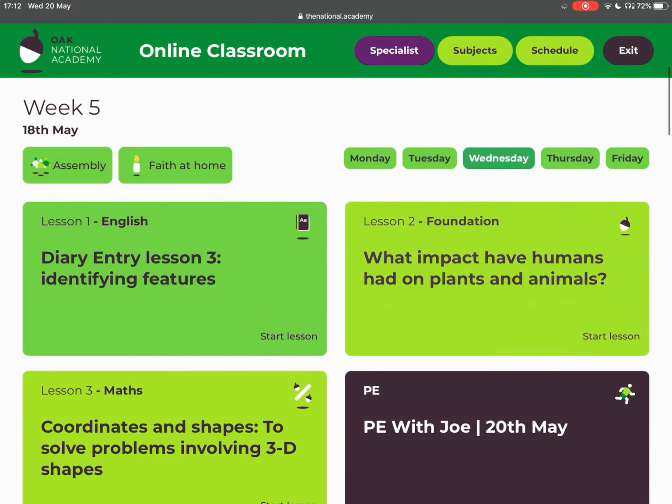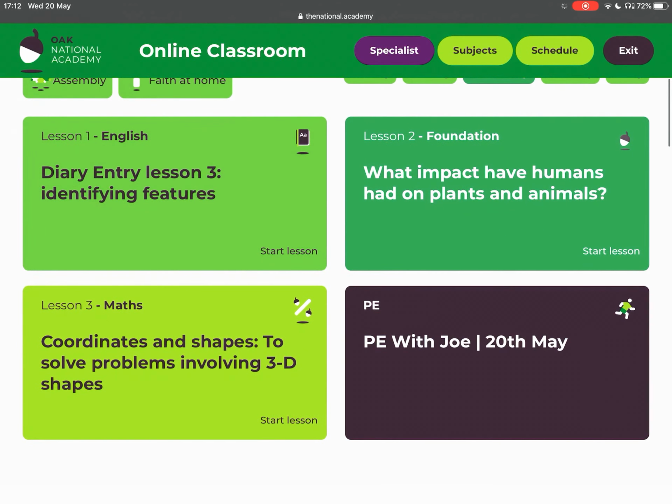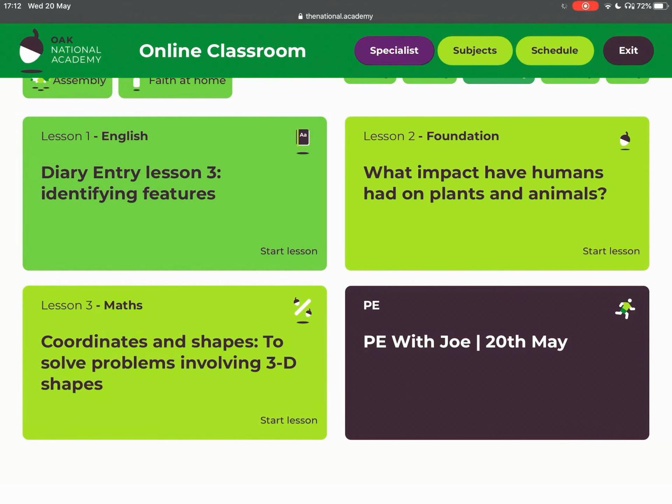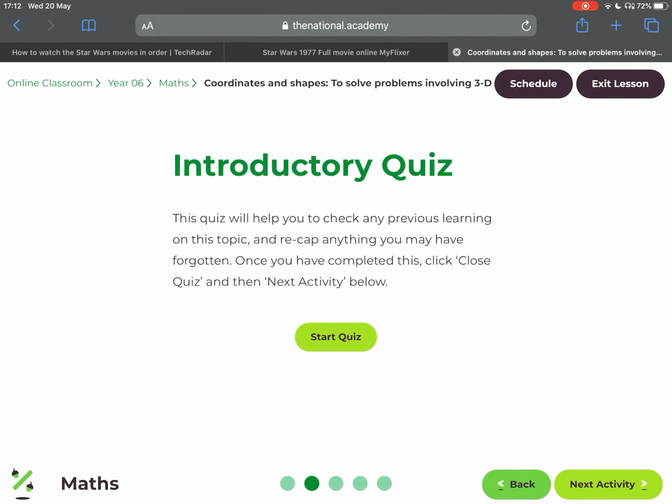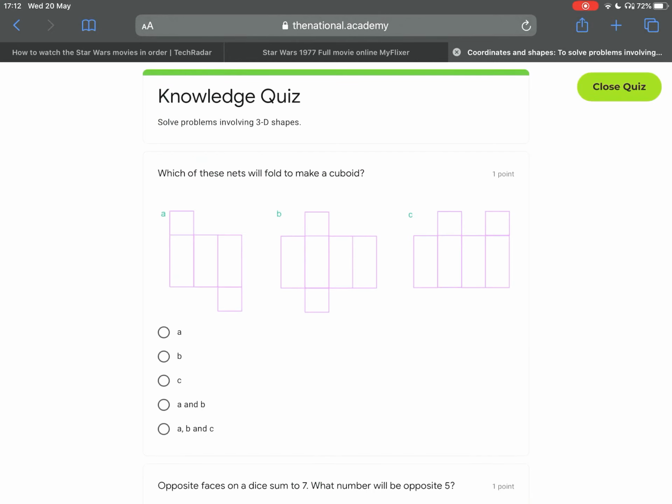After that, you've done that and you just have your maths left to do, lesson 3. Coordinates and shapes to solve problems involving 3D shapes and visualize nets in order to solve problems. In this lesson, you're going to use your knowledge of 3D shapes to visualize nets, like I said earlier. So first you have your introductory quiz here.